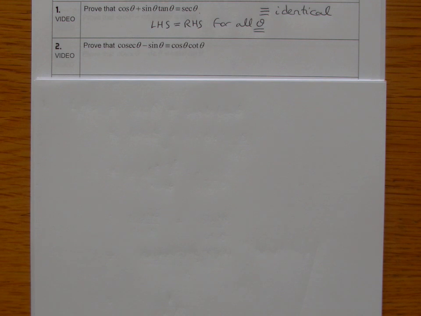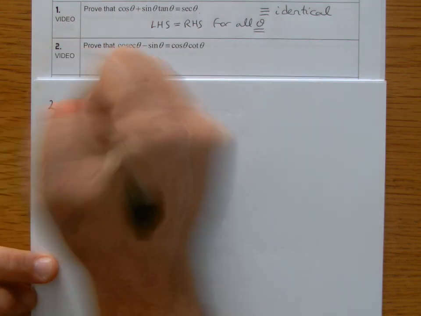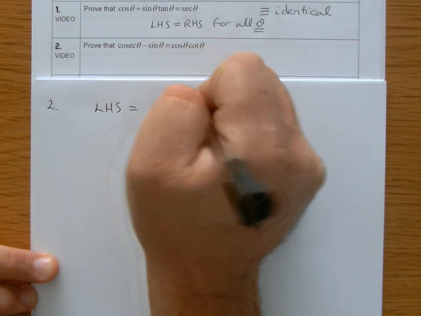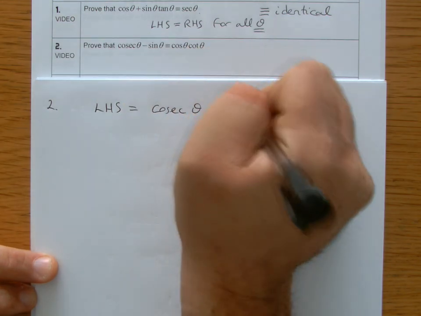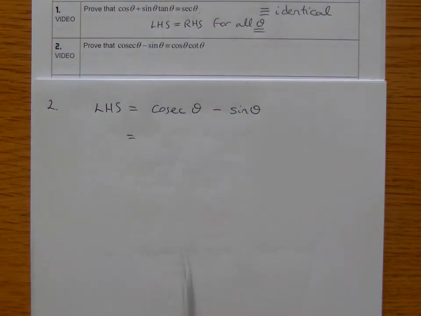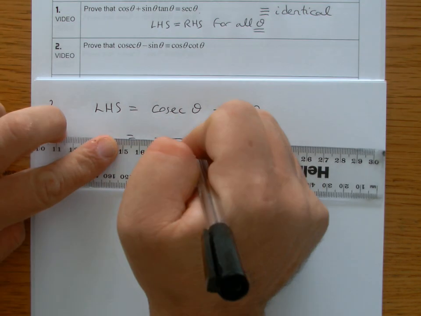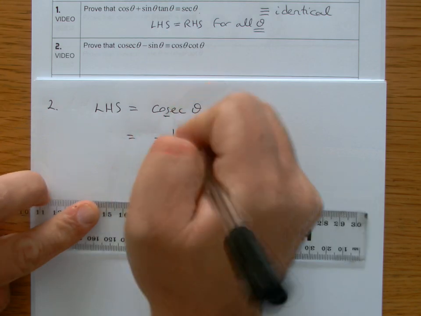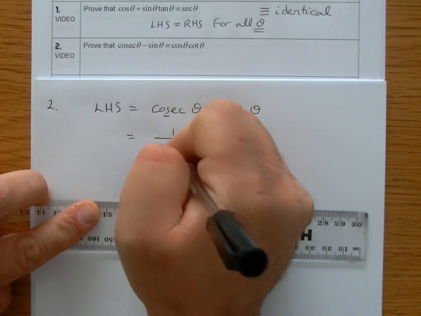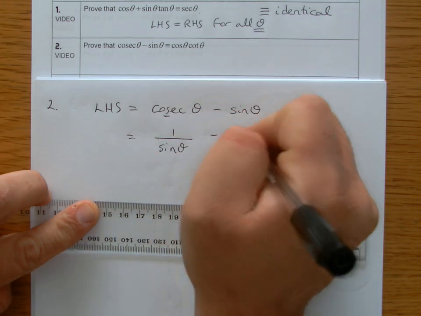Okay, identity number 2. So we're going to look at the left-hand side here. The left-hand side is equal to cosec theta minus sine theta. Of course, we can write cosec theta as 1 over sine theta. That's the definition of it. Remember, the third letter is S, that means sine. So 1 over sine theta minus sine theta.